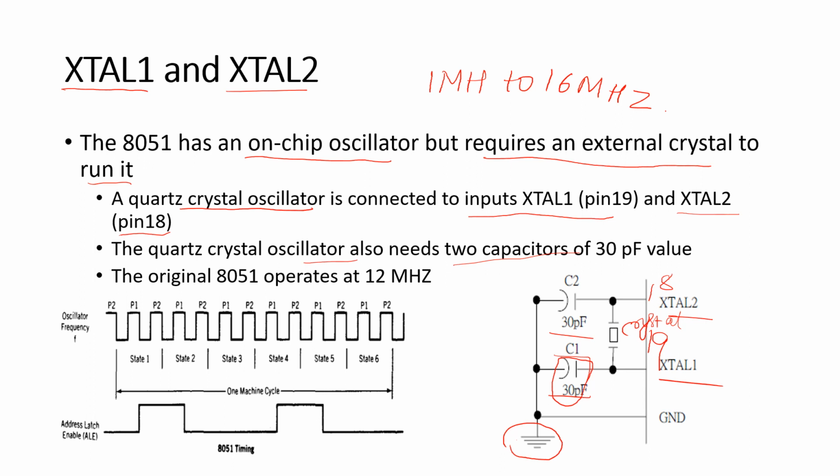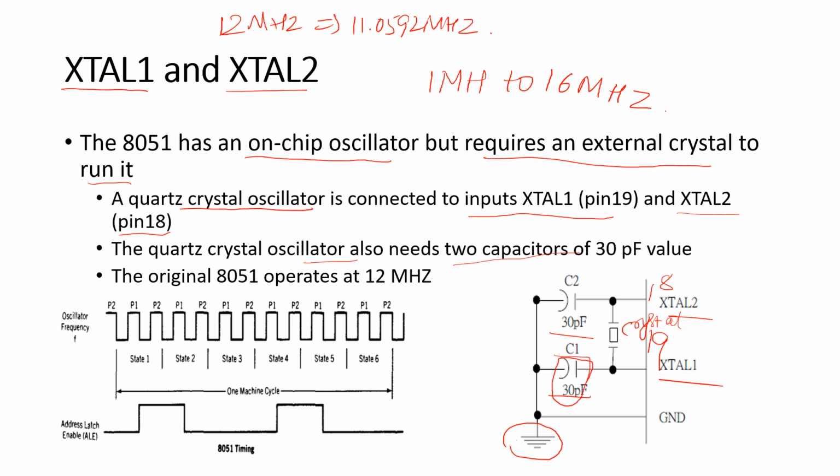Now when we talk about the basic clock frequency of the 8051, we approximately consider it to be 12 megahertz. Exactly it is 11.0592 megahertz. Okay, so the oscillator circuit and the timing is shown in the picture.